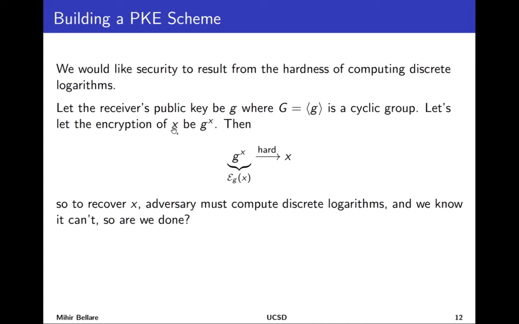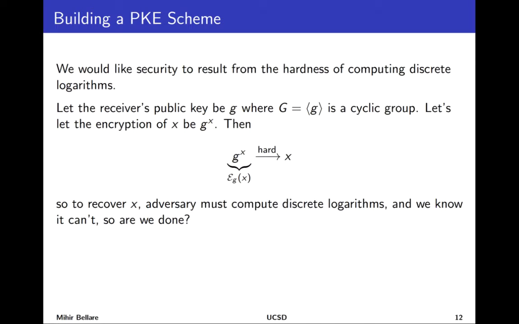Why don't I encrypt x as g to the power x? So we let x be the message, it's now an exponent, and let g to the power x be the ciphertext, which is a group element. We can compute this easily using our mod x algorithm.